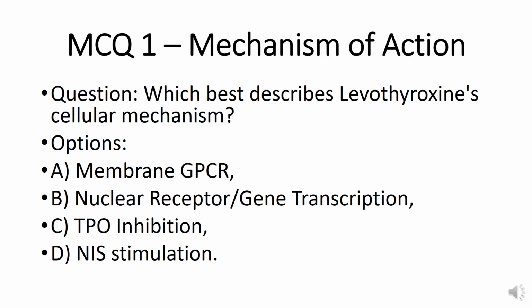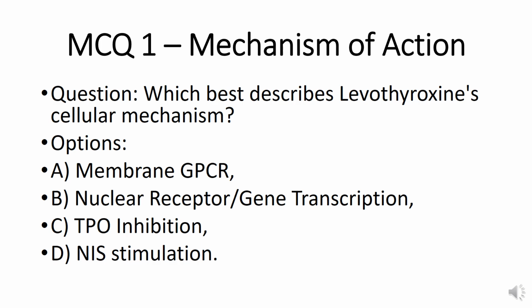Option C is also incorrect. Thyroid peroxidase inhibition is the mechanism of action of antithyroid medications such as methimazole and propylthiouracil. These drugs reduce thyroid hormone synthesis, whereas levothyroxine replaces thyroid hormone. Option D is incorrect as well. The sodium iodide symporter is involved in transporting iodide into thyroid cells during hormone production. Levothyroxine does not stimulate this transporter as its primary mechanism of action.